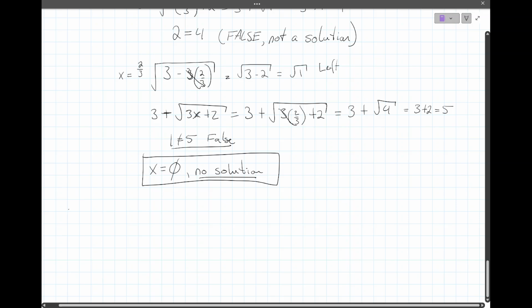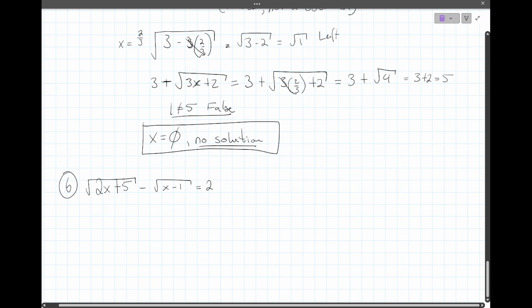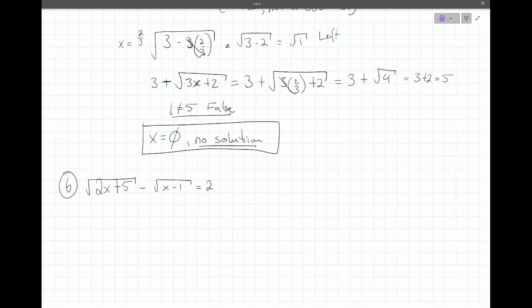Let's do the last one and make sure that we get this. I'm not going to bother with the restriction set for this one. We're just going to try the answers just to be sure. And we can see if it works or not. Minus x minus 1 equals 2. Because usually if you try the solutions and they work, they fit the restriction set anyway, right? So trying the solutions is the best option. The restriction set may tell you, but it may not always tell you.